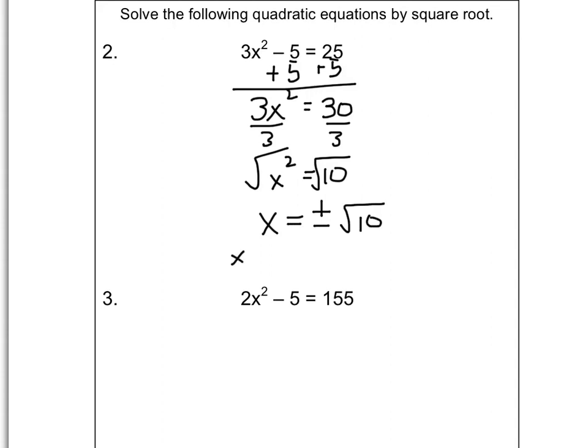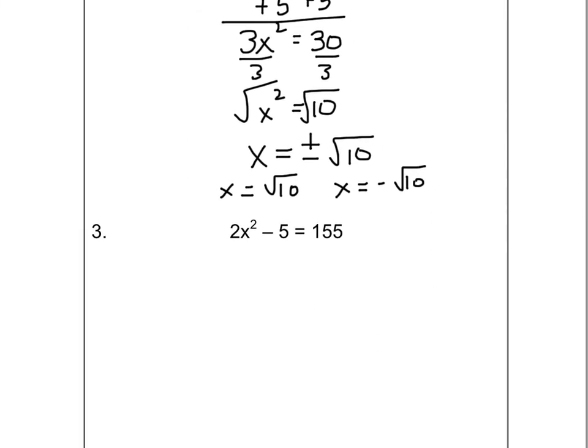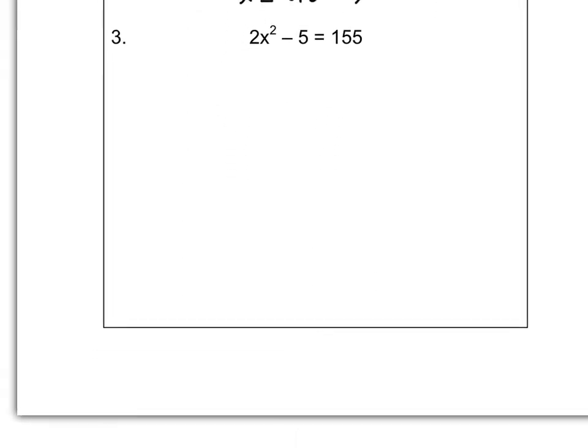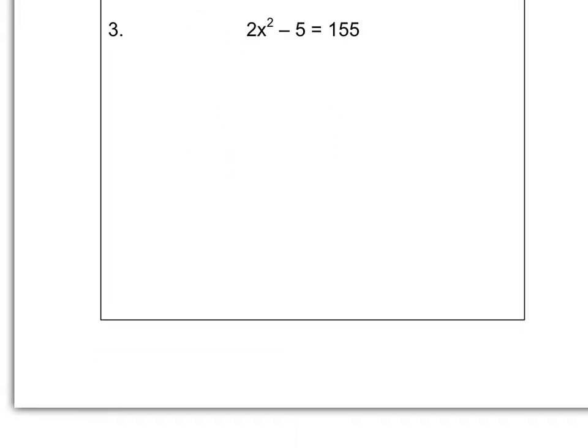Or, again, x equals the square root of 10, and x equals the opposite of the square root of 10, negative square root of 10. Again, you still have two answers. You'll find out that the more you do these, they're actually somewhat easy. The tough part is the square roots, breaking those down.